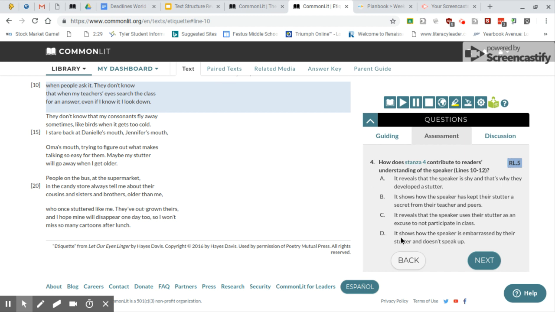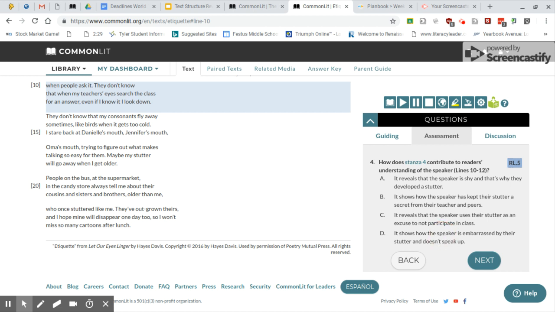So let's look at D. It shows how the speaker is embarrassed by their stutter and doesn't speak up. So yes, this particular stanza does do that. And so that would be what it contributes to the meaning. It shows us that the speaker is embarrassed. So D would be the correct answer.